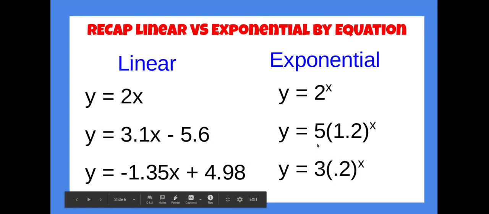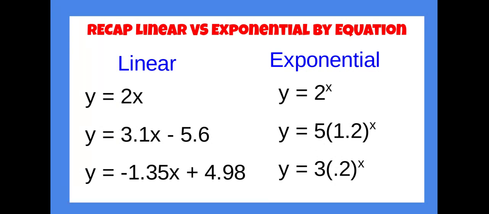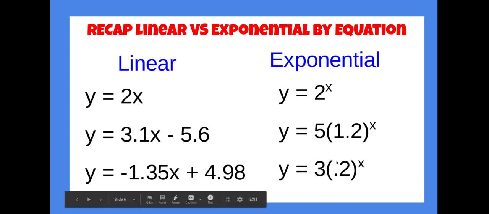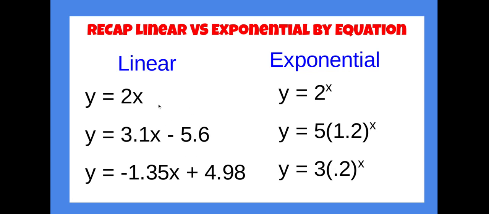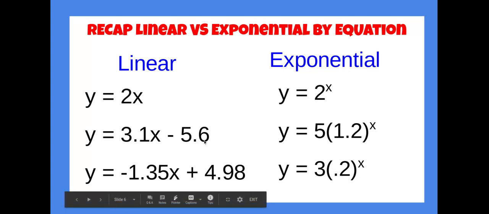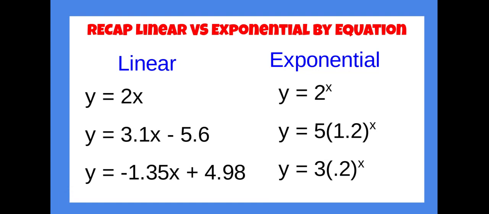Now, these numbers outside on the exponential function just have to do with the initial start of a graph, or the initial starting amount of an exponential function, which would be 5 here, or it would even be your y-intercept, and 3 for this one. Where on a line, this would be your y-intercept at negative 5.6, and your y-intercept here would be 4.98. So they both have pretty much the same sort of components. They're just represented in a little different way.